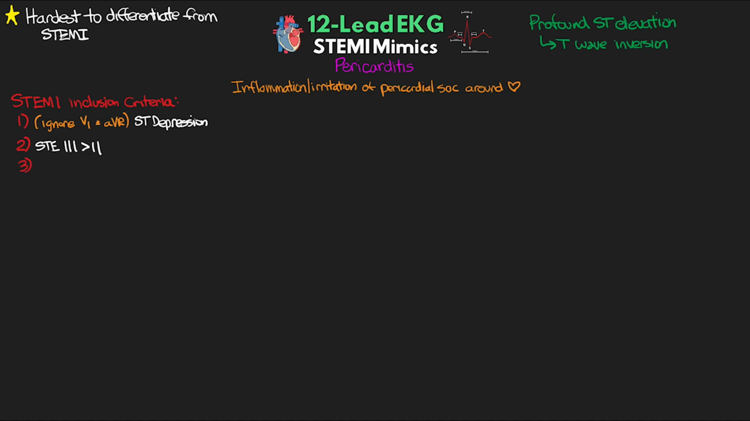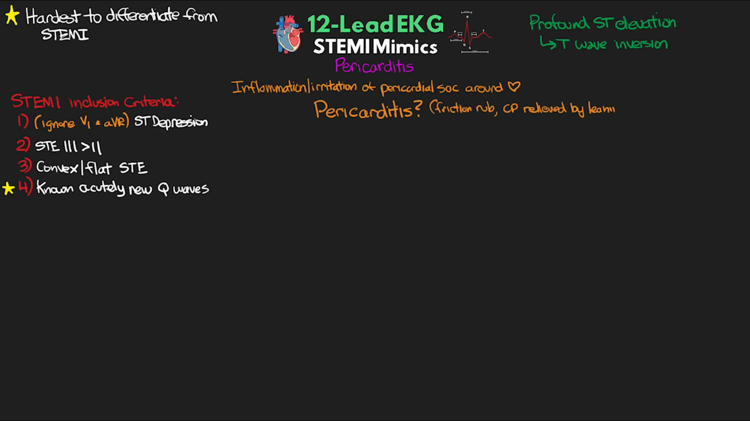And then next, we want to look at the morphology of the ST elevation. If we have convex or flat ST elevation, we have a STEMI. And then finally, if we have on our EKG any acutely new Q waves, again, we have a STEMI. Be careful with this one though, as we need to make sure that they are new and acute. Now, once we've excluded any of the above cases, we can actually start to look for any signs of pericarditis. And remember to listen to the patient and the signs and symptoms that they're presenting with, as things such as friction rub or chest pain that's relieved by leaning forward are really going to help you to differentiate pericarditis.